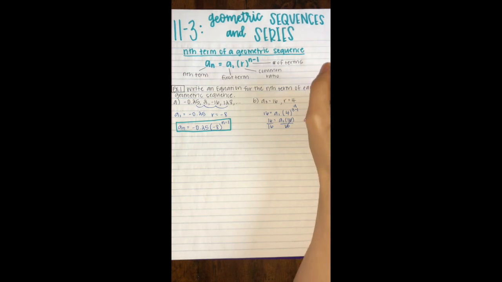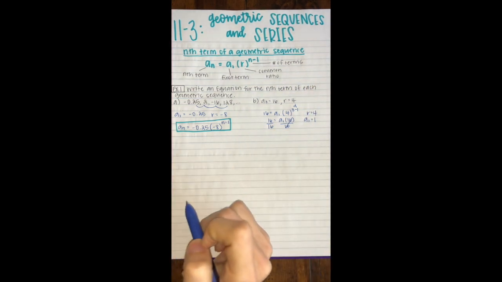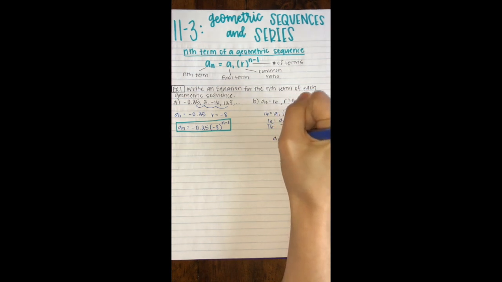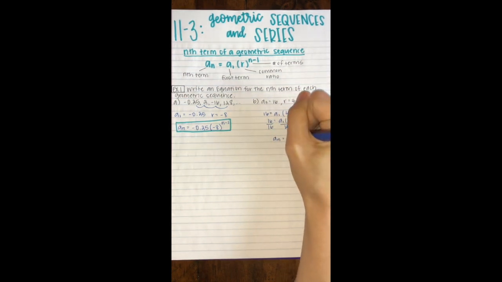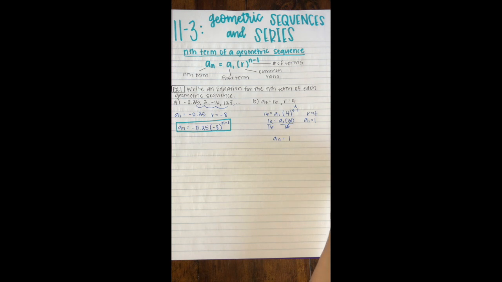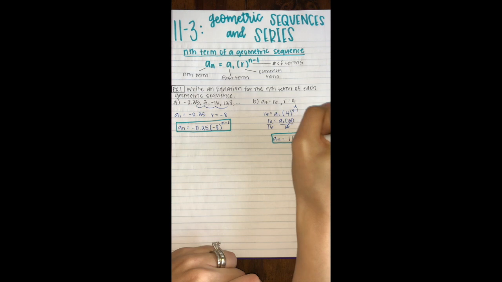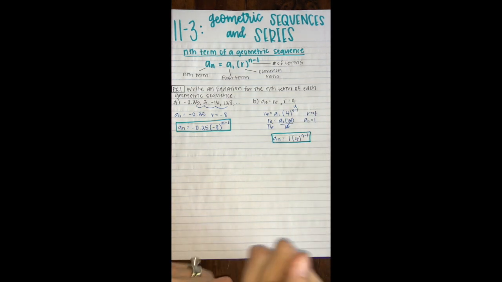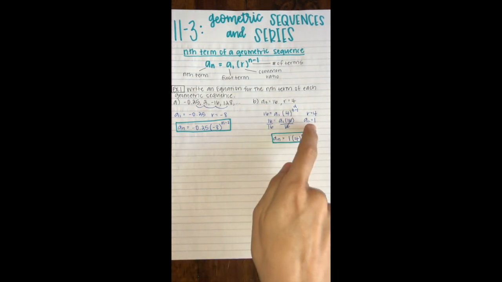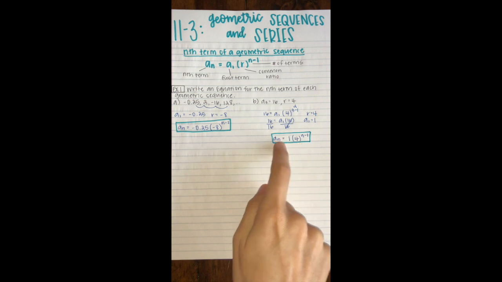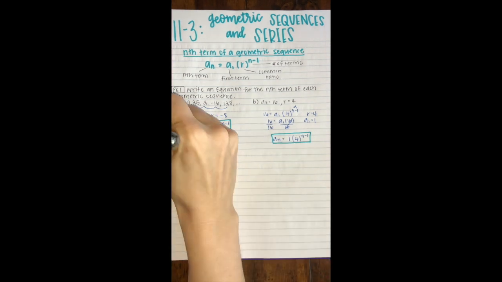So r is 4, a_1 is 1. We plug it in like we did here. So a sub n equals a_1, which is 1. Again, that's understood, but I'm going to show it for the purpose of you understanding how to fill this in. Times r, which is 4, to the n minus 1. And notice again, for that final answer, I'm not plugging in a_3 being 16 or the 3 for n. We just used that to help us find a_1. So the point is to write an equation. This is what the equation should look like.